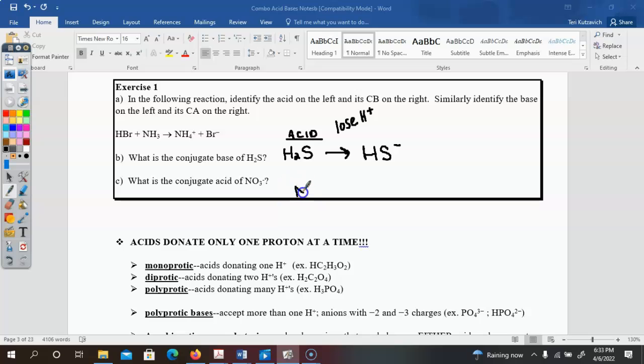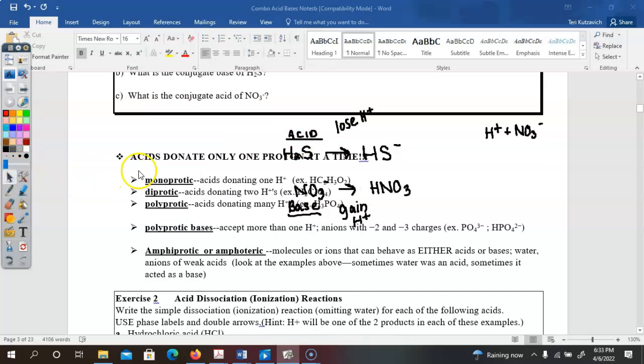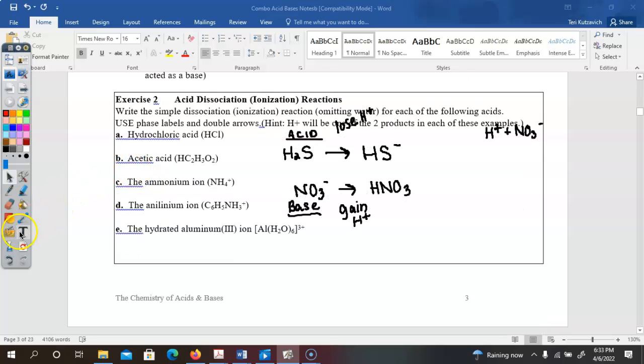Since they're asking for the conjugate acid of NO3 negative, this means that that has to be a base. So that means it has to gain a proton. So add a H plus to that. So H plus NO3 minus, it would be neutral, and it would just be HNO3. Sorry about that. I didn't read that correctly. I'm trying to get through this quickly so you don't have a lot to watch.